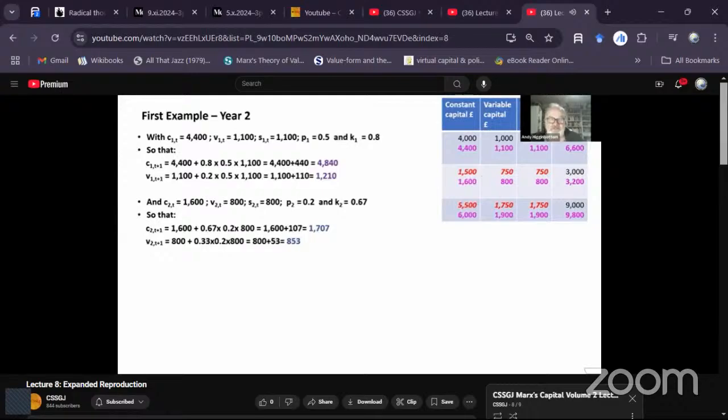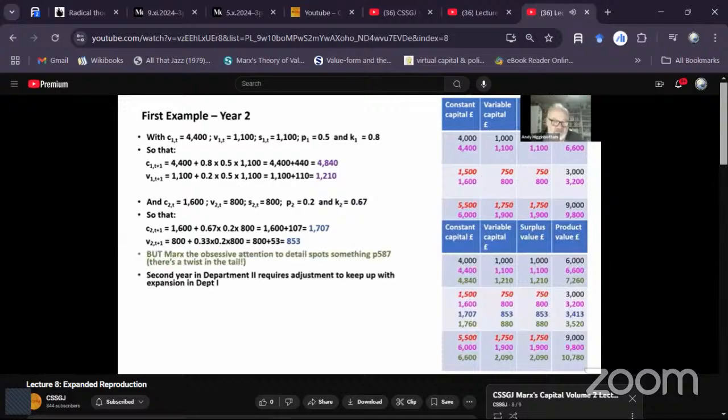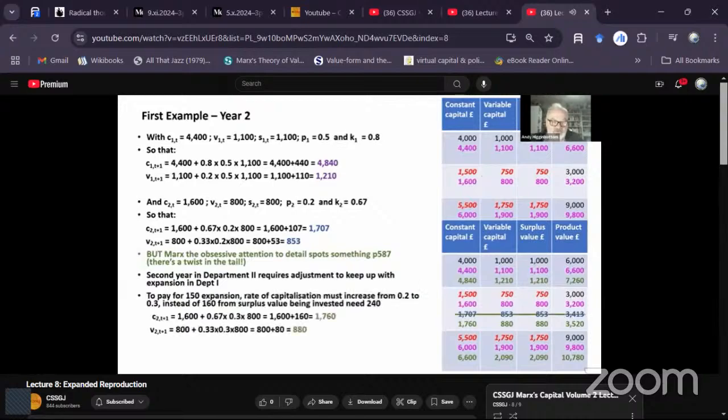If we put in the figures, the same rate of capitalization and the same organic composition of capital, we come up with a result which is not Marx's result. So something's gone wrong. What's gone wrong? There's a twist in this tale, and the twist is in Department 2: the rate of capitalization has to increase to keep in proportion with Department 1.